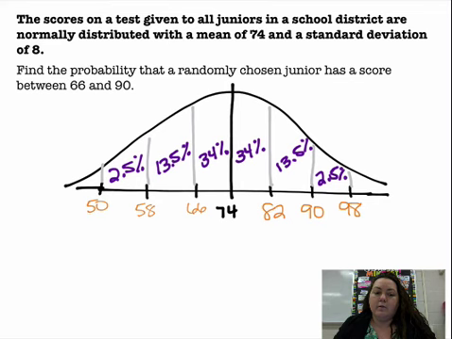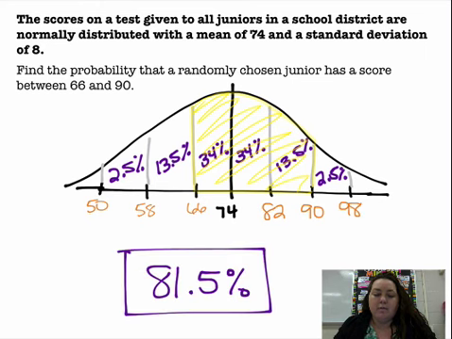Alright, so I want to know the probability that a randomly chosen junior has a score between 66 and 90. If it's 66 to 90, it'd be the 34% and the 34% and the 13.5%, which adds up to 81.5%. So 81.5% of randomly chosen juniors would fall within that 66 to 90.